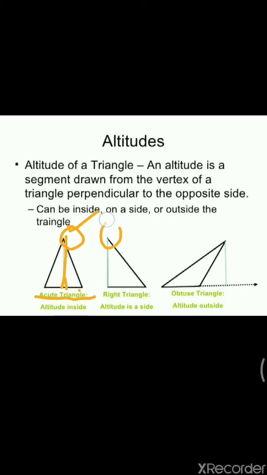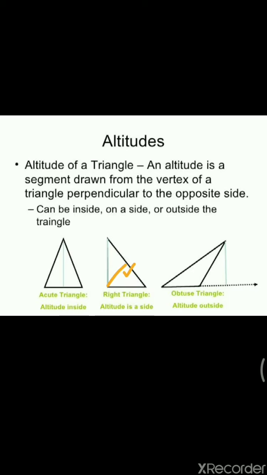Now, but in right triangle, what happened? If we take this vertex and this side, then you know this is already perpendicular. So we don't need to draw any other perpendicular. It is already perpendicular. Therefore, this side itself is an altitude. Similarly, if you take this vertex and this opposite side, then this one is perpendicular. It is the side itself. Hence, this side is also one of the altitudes of right triangle. And the third one will be from here. These are the 3 altitudes of right triangle.